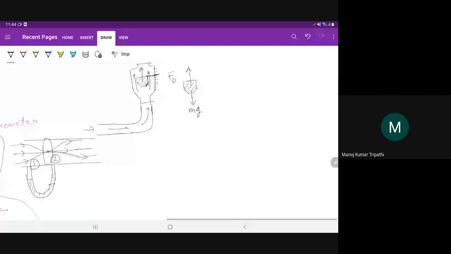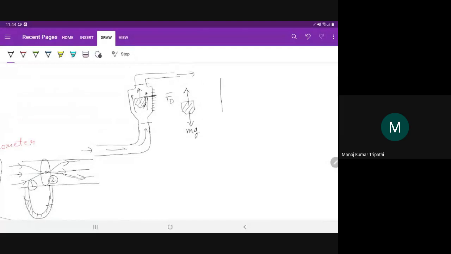Okay, and you will have a plot saying what is the velocity. So this will be calibrated. You will know the velocity of the fluid versus the readings that you have here, because FD will depend on the velocity. So V versus H, and you will have some graph. Okay, so whatever H you are at, you can get the velocity of the fluid.